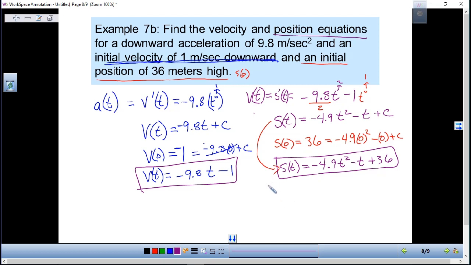Now, while we are going to talk a lot about these in future chapters, you do need to know how to do the simple ones like this for the test. You may see one.